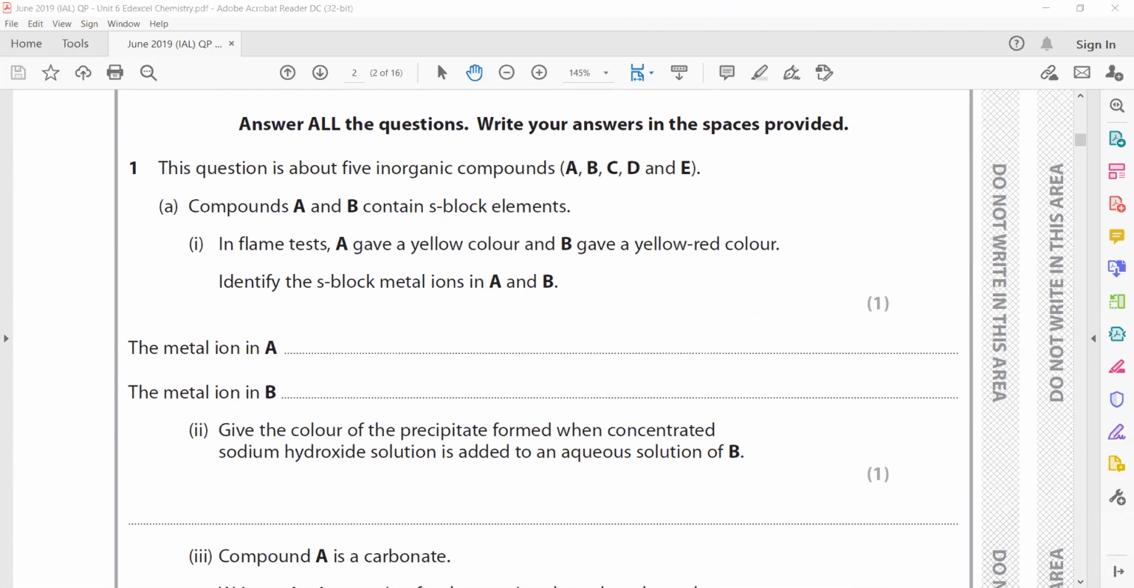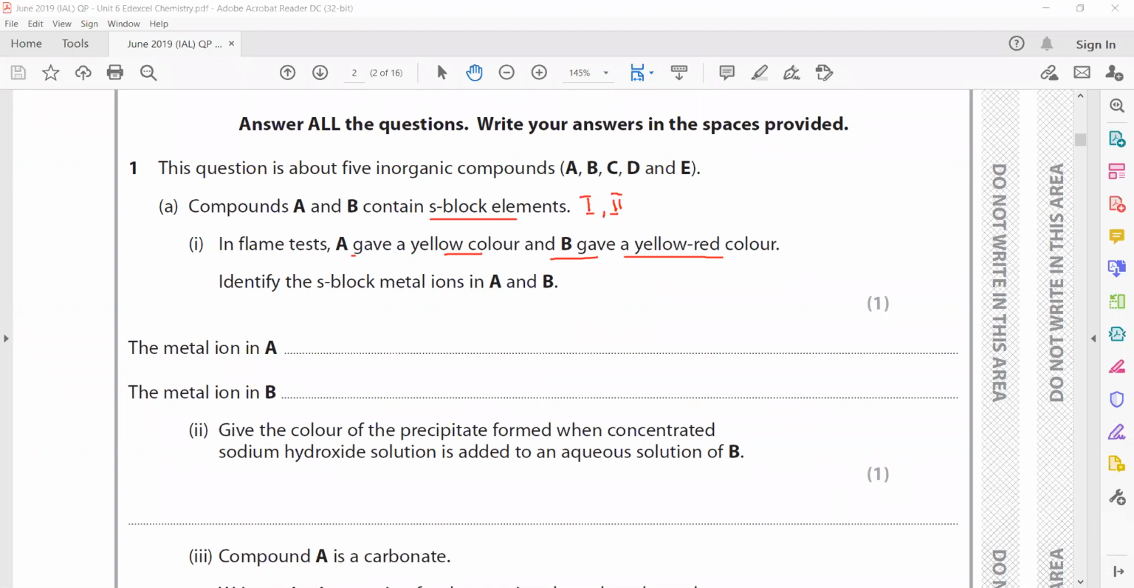So in the first question, there are 5 inorganic compounds listed: A, B, C, D, and E. A and B contain an S block element. S block element means either it is group 1 or group 2. In a flame test, A gives a yellow color while B gives a brick red flame color. Identify the S block metal ion in A and the metal ion in B.